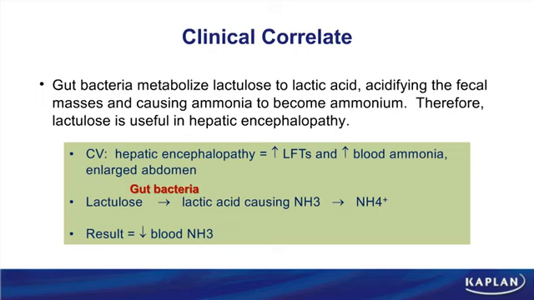positively charged. I'm going to add a hydrogen because, again, in a low pH environment, hydrogens are readily available. When I convert ammonia into ammonium, I can readily eliminate ammonium, and that's the way to lower blood ammonia. That's the rationale behind using lactulose as a treatment for hepatic encephalopathy. When you couple that with the fact that it's also a laxative, it's going to increase GI motility. That can also facilitate elimination.